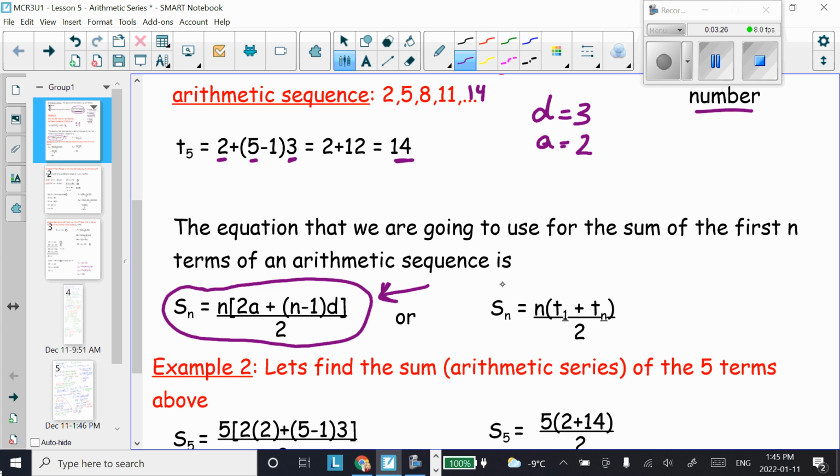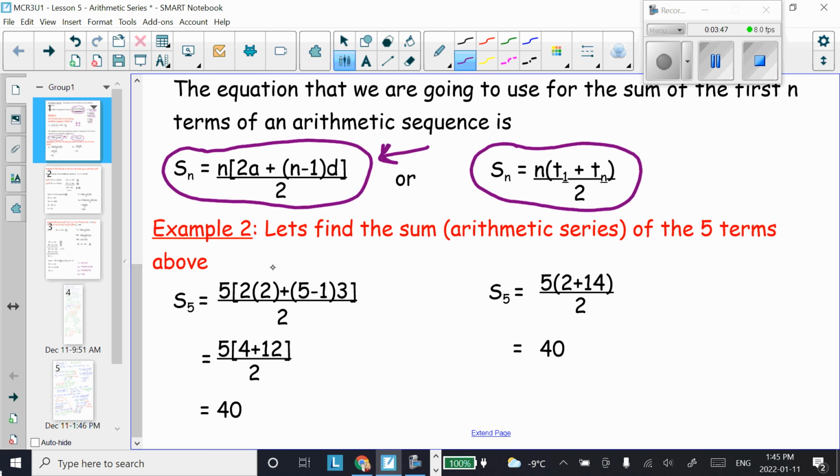The other equation that we could use is this equation right here, and this can be used if we know the first term and we know the last term, which we do in this case. It's 14 and 2. So we're going to do it twice, using the first equation first.